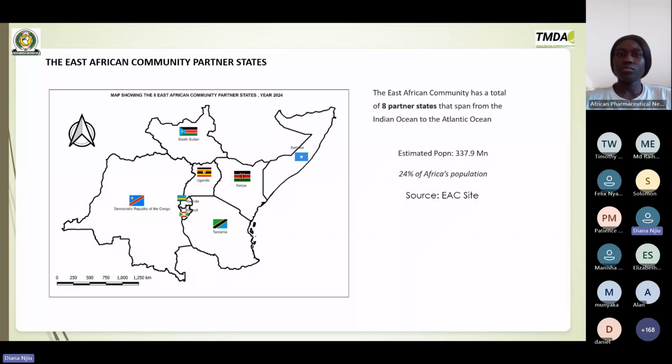So the EAC continues to be the leading regional bloc in Africa, promoting economic growth, trade, and regulatory harmonization, including areas like the medicines regulatory harmonization initiatives. And the EAC has a total of 8 partner states that span from the Indian Ocean to the Atlantic Ocean, with an estimated population of 337 million, which equals 24% of the African population.